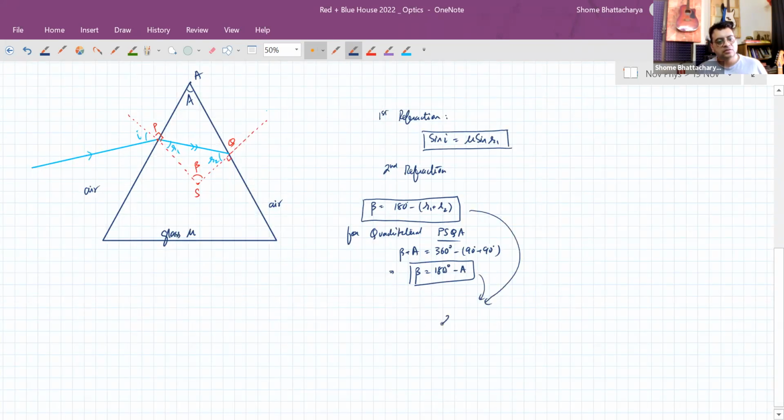We get that the sum of R1 plus R2, whatever be the angle of incidence, is always equal to the angle of the prism. This is independent of the value of the angle of incidence. Just note this down. So in solving anything related to deviation by a prism, any numerical, you have to remember this simple idea that the sum of these two internal angles R1 and R2 is always equal to the angle between the two surfaces.